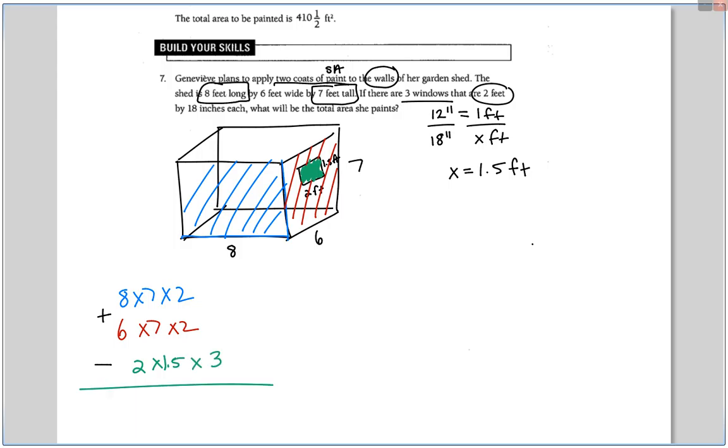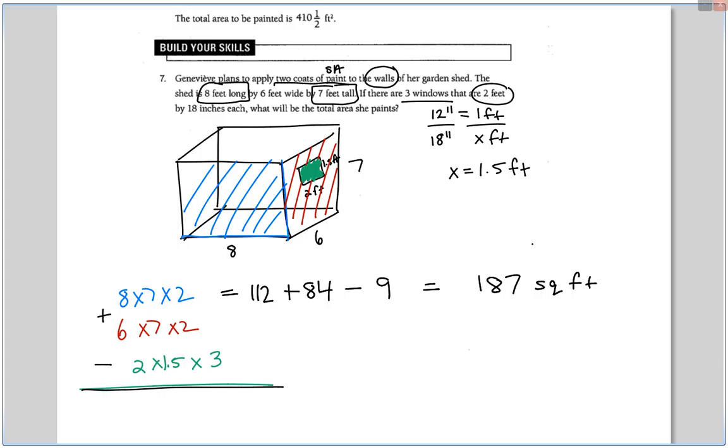And all you have to do is figure these out. Now let's figure them out one by one. So 8 by 7 times 2, 112. 6 times 7 times 2, 84. And then I have to subtract 2 times 1.5 times 3. That ends up being 9. So 112 plus 84, take away 9, 187 square feet.